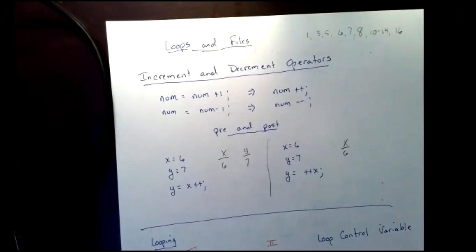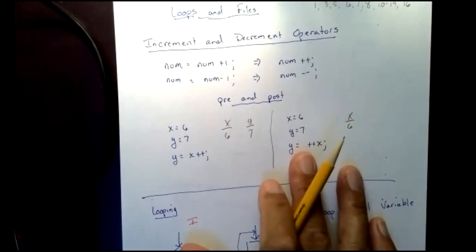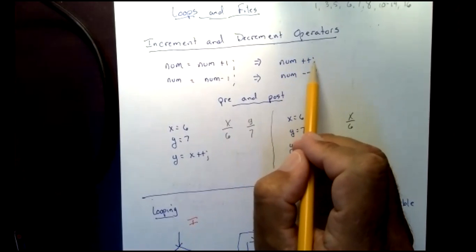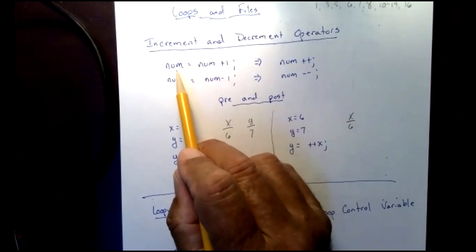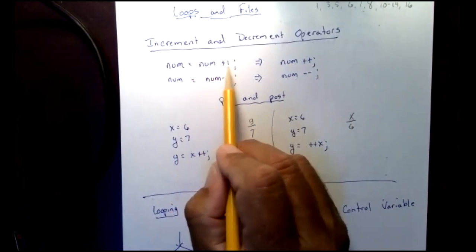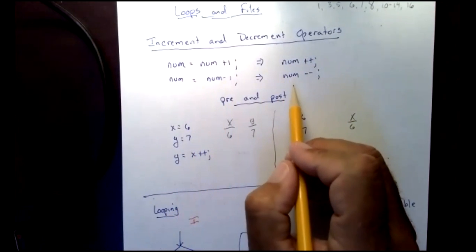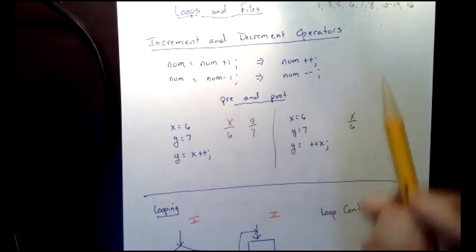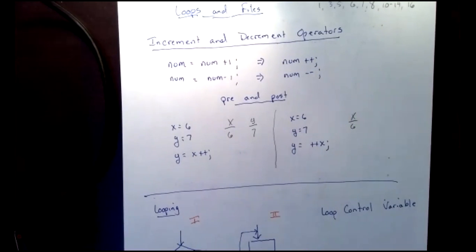Chapter 4, loops and files. A little rewind, starting out with increment and decrement operators. An increment operator is a new operator, plus plus. I put it beside a variable on a line by itself. It's going to replace the old line num equals num plus 1. The old line num equals num minus 1, I can replace with num minus minus. So these are two new operators, the increment, the plus plus, and the decrement operators that we can use.